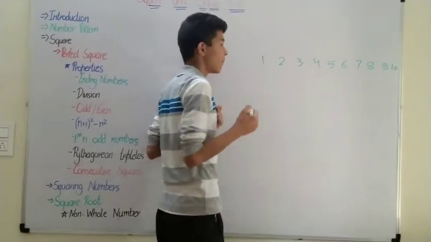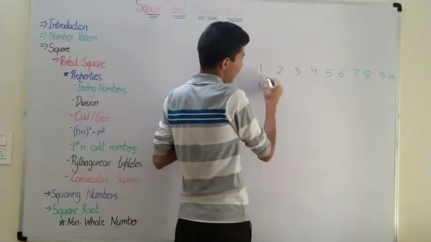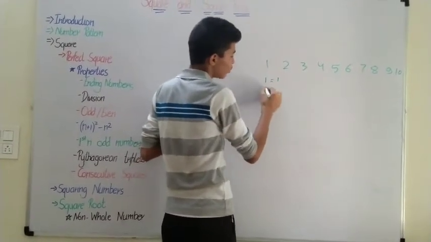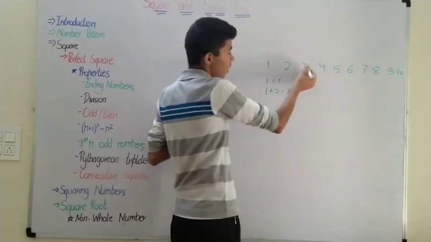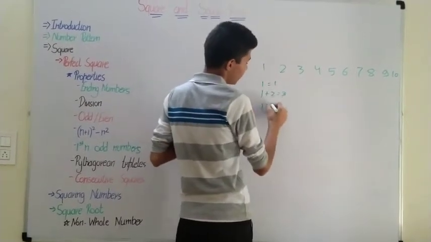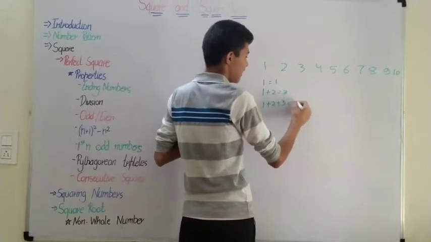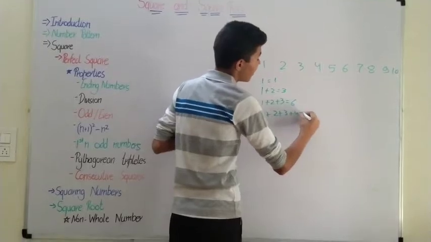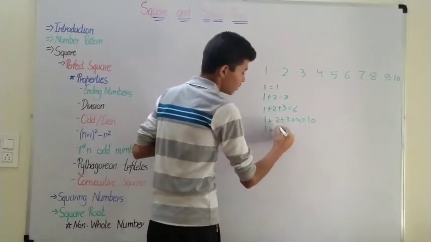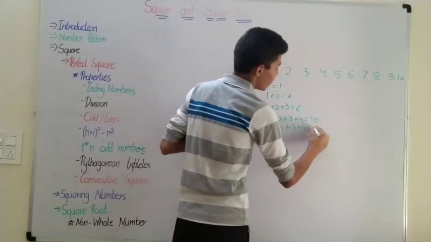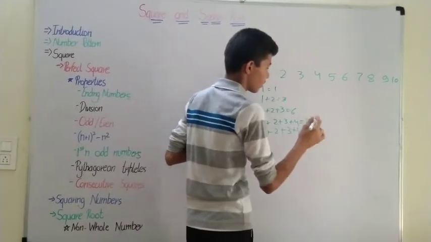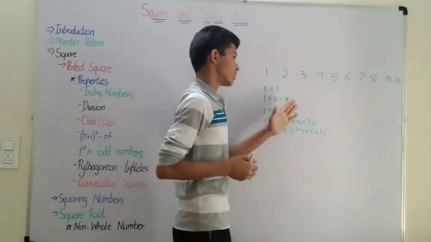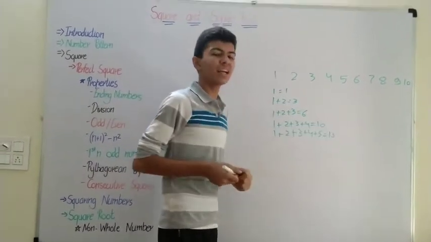Now if I take the sum of the first number, that is 1, it equals 1. For the second, 1 plus 2, I get 3. Then 1 plus 2 plus 3 is 6, and 1 plus 2 plus 3 plus 4 is 10. Then 1 plus 2 plus 3 plus 4 plus 5 gives 15. So what are these numbers: 1, 3, 6, 10, 15?